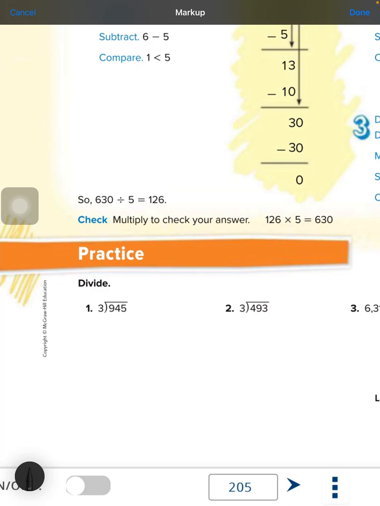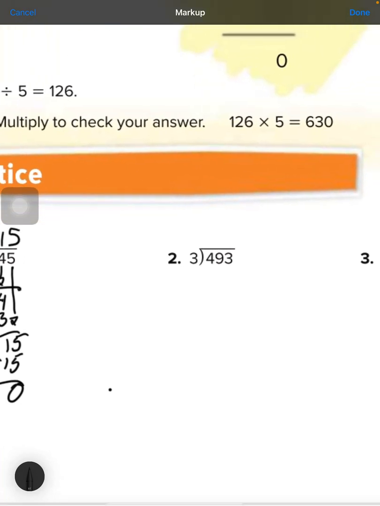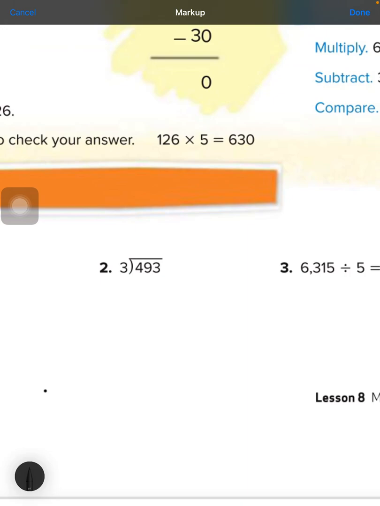Number 1, we have 3 will go into 9 3 times. 3 times 3 is 9. 9 minus 9 is 0. Bring down the 4. 3 will go into 4 one time. 1 times 3 is 3. 4 minus 3 is 1. Bring down that 5. 5 will go into 15 5 beautiful times. And it all works out and comes out to a 0. Love it when that happens.